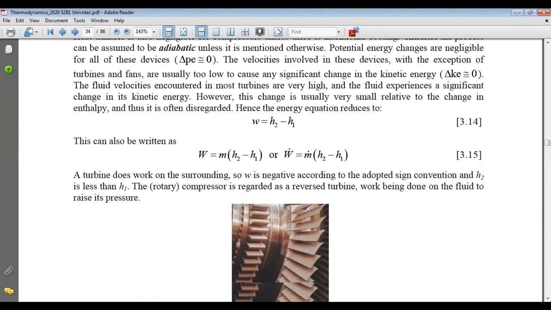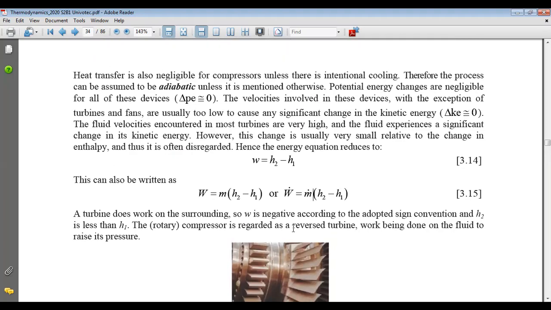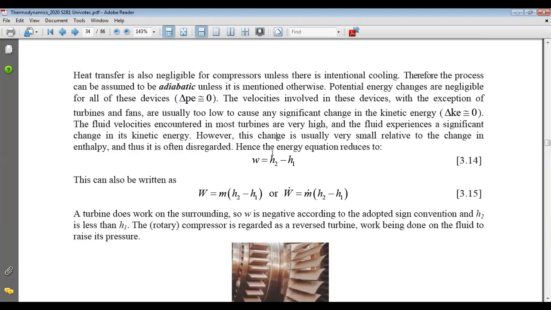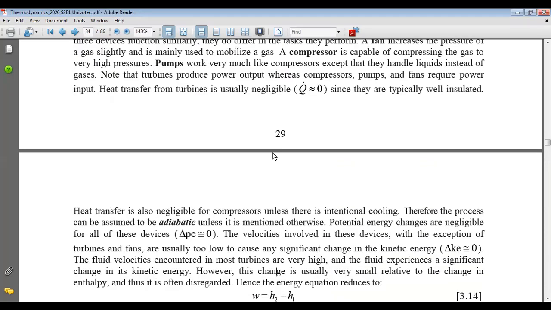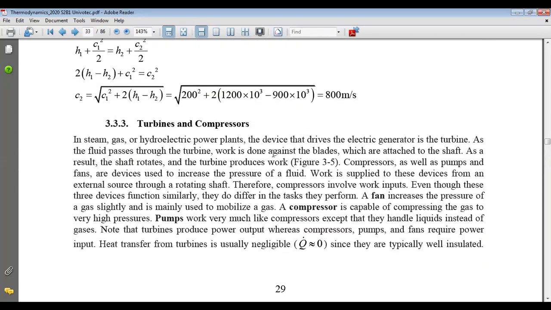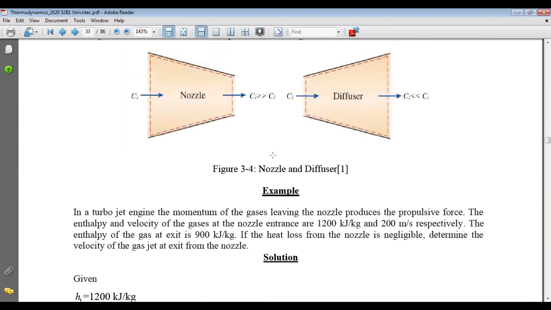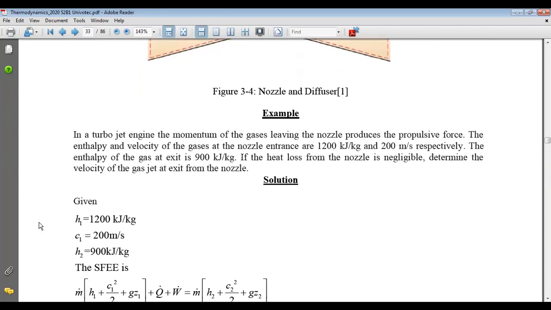In your notes, you can learn about turbine. See potential energy. This is the gravitational potential, the difference is negligible. Turbines and compressors. Nozzles and diffusers. See.